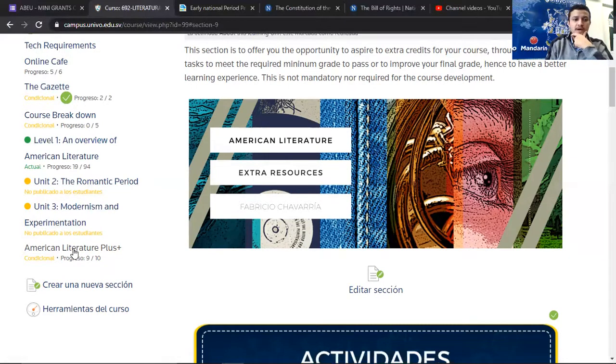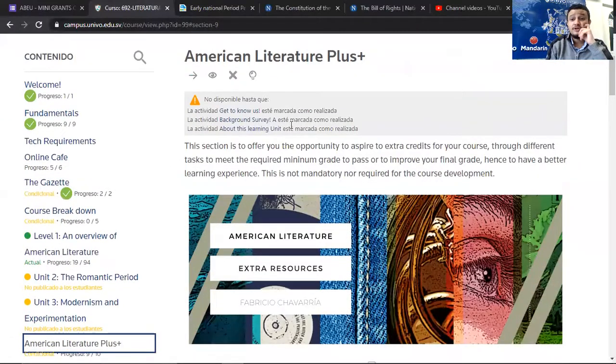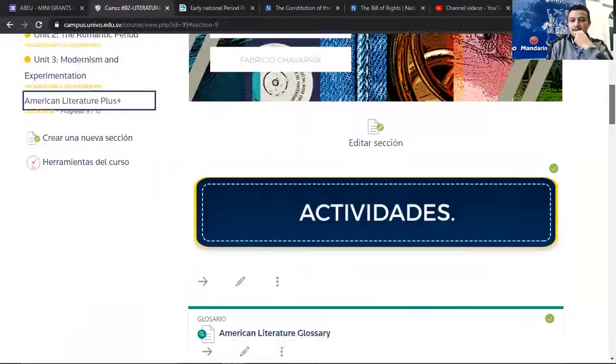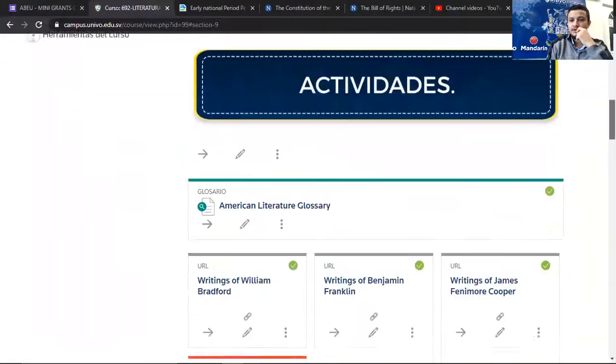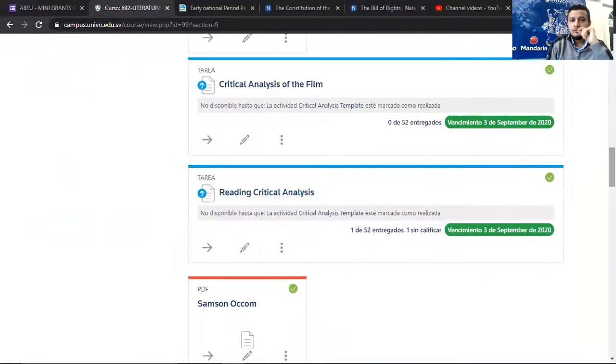The way you get to access this is you go to American Literature Plus. I'm ready here, so you click over there. For those of you who have never entered American Literature Plus, you have some requirements that you need to click. Then you have the extra material, the extra credit activities. Most of you are working here. None of you are doing the reading critical analysis, or watching the videos about the critical analysis.